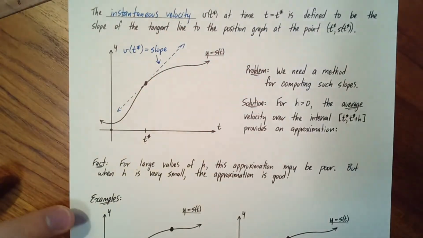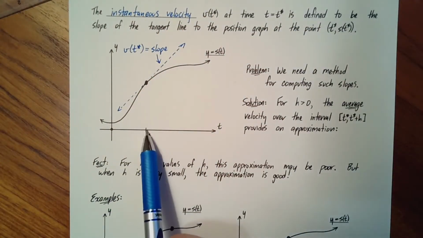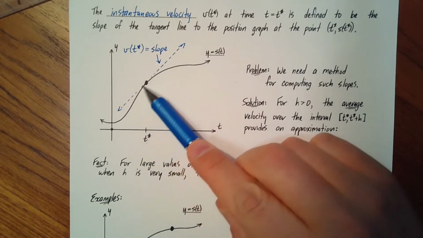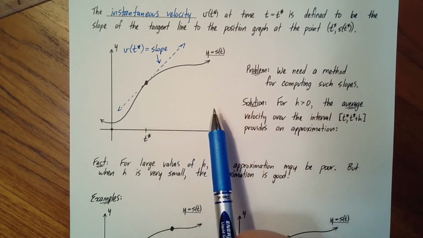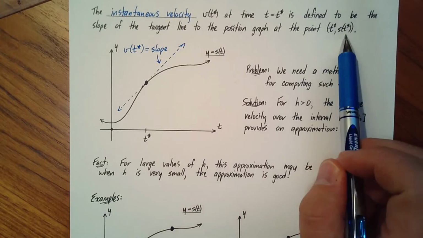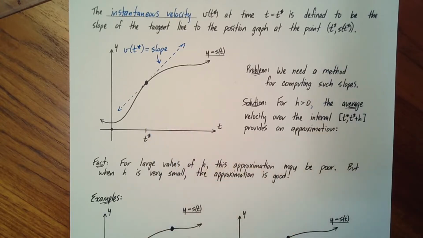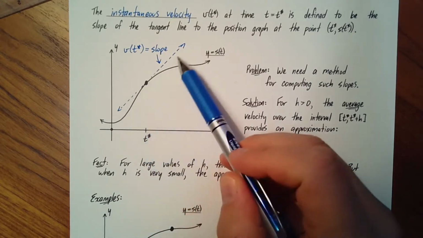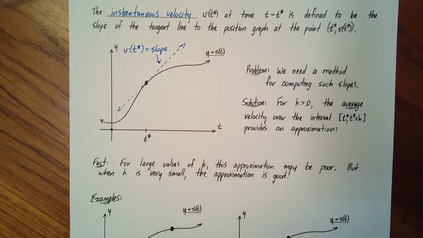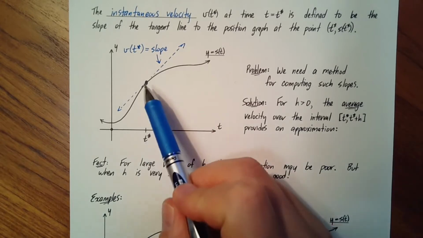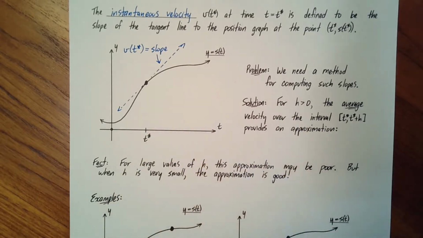The instantaneous velocity at the point t star is going to be the slope of the tangent line to the position graph at the point t star, s of t star, which is this point right here. But that raises a fairly difficult problem. We need a method for computing these slopes. We can't compute the slope of this tangent line using the typical formula for slope because that would require two points, and we only have one point on this line.